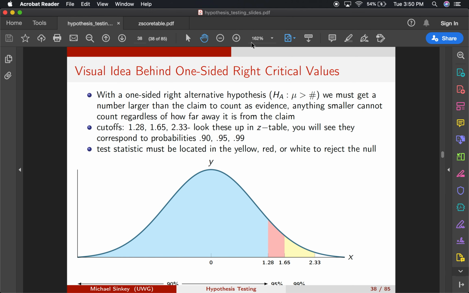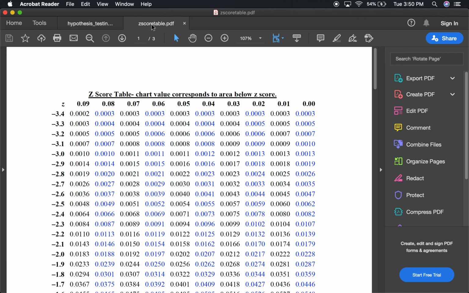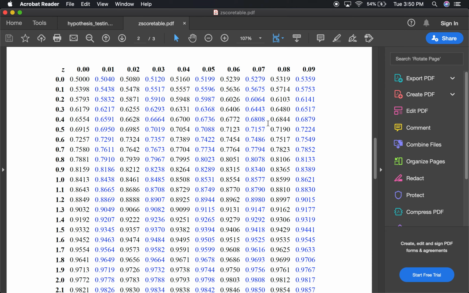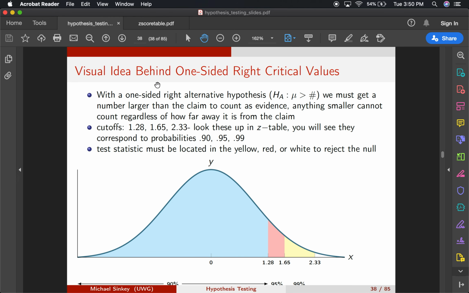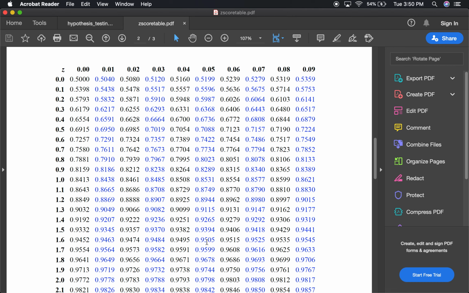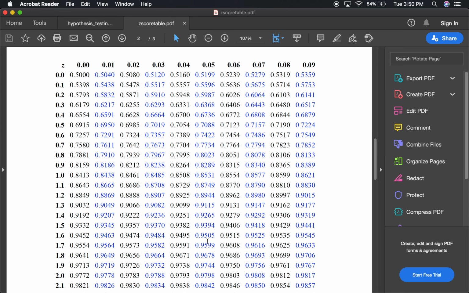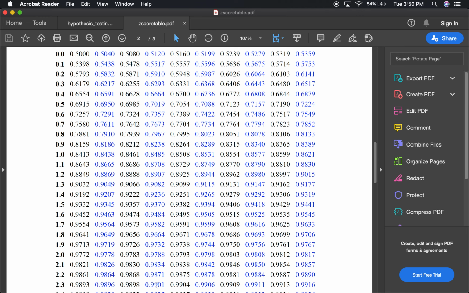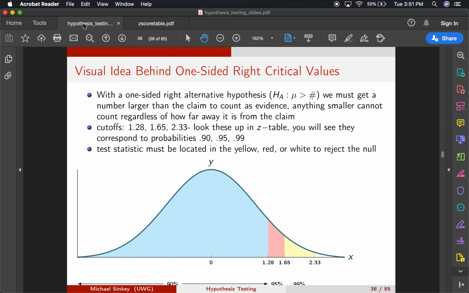And if you take a look in the Z table at 1.28, let's have a look there. 1.2 row, 0.08 column. I have about 90%. 90% of the time I'm going to get a z-score smaller than 1.28. That's the justification for this first cutoff. 95% of the time I'm going to get something smaller than 1.65. That's the justification for that cutoff. And then 99% of the time I'm going to get something smaller than 2.33. That's the justification for this last cutoff.